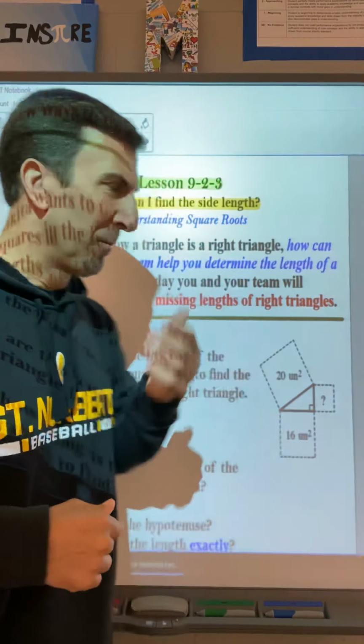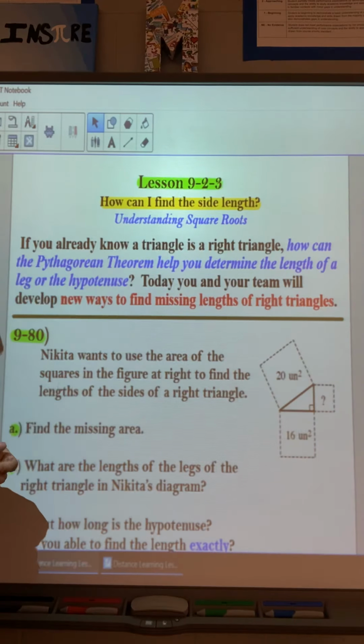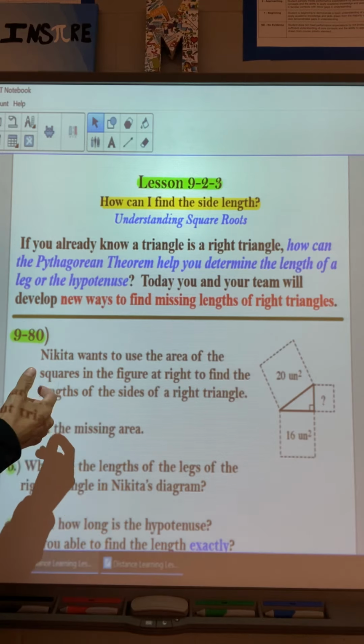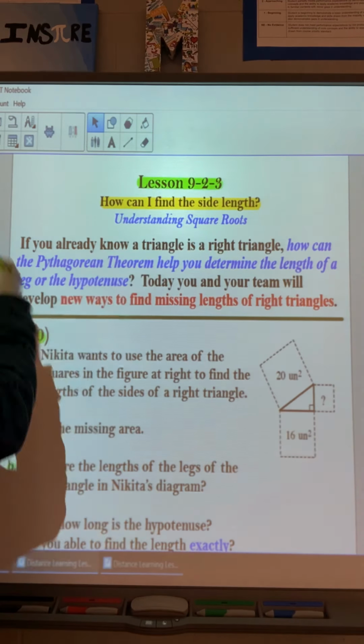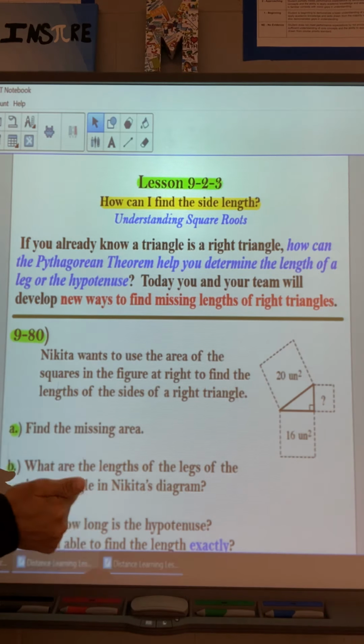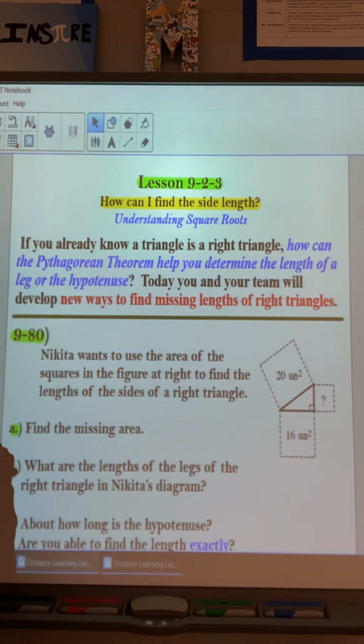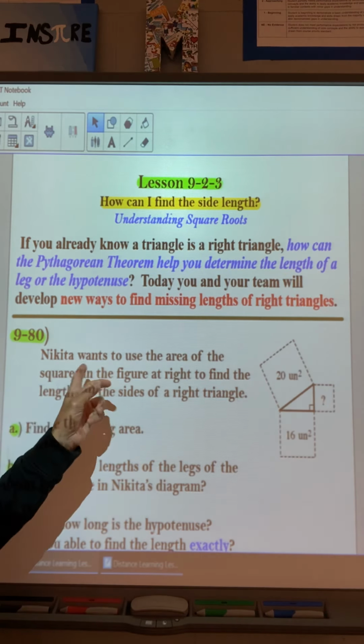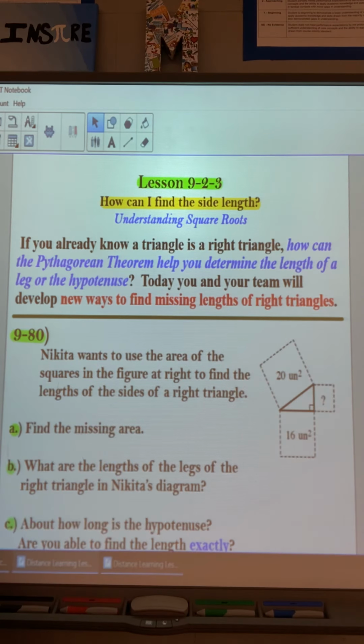Okay, so let's get this going. We're understanding square roots. How can I find a side length? This is the point where we ask, do we have enough information? If you already know a triangle is a right triangle, check. How can the Pythagorean theorem help you determine the length of the leg or the hypotenuse? Today we're going to find a couple different ways to do that. First, let's look down here at 980. 980 says Nikita wants to use the area of the squares in the figure to the right to find the lengths of the sides of a right triangle.